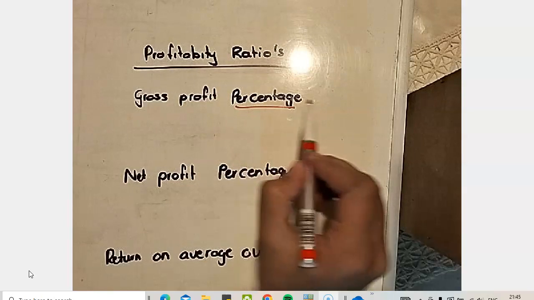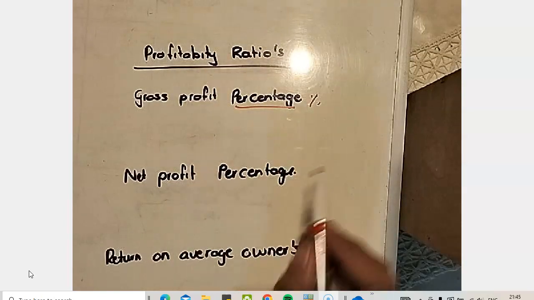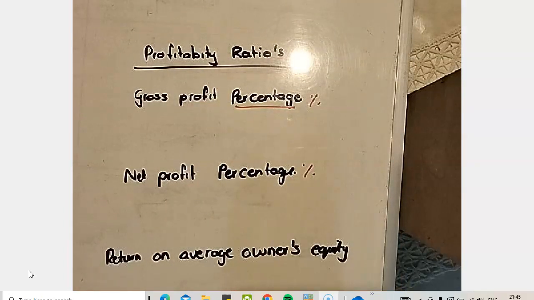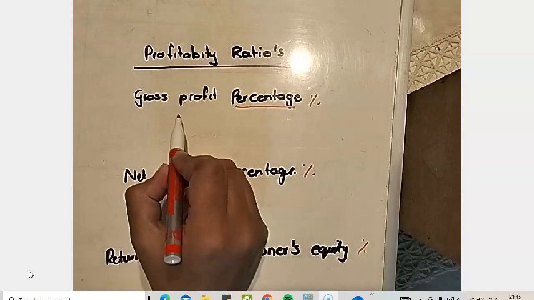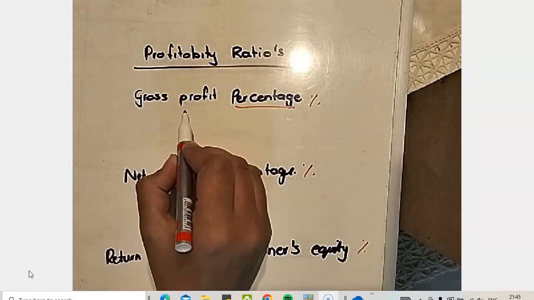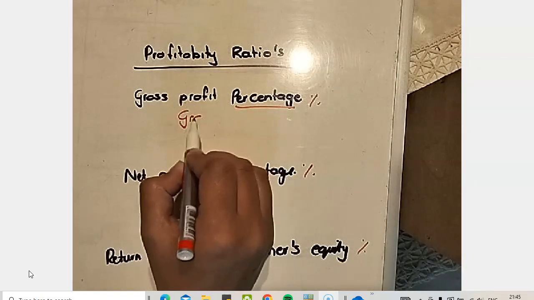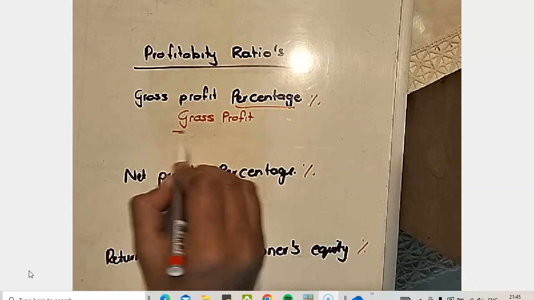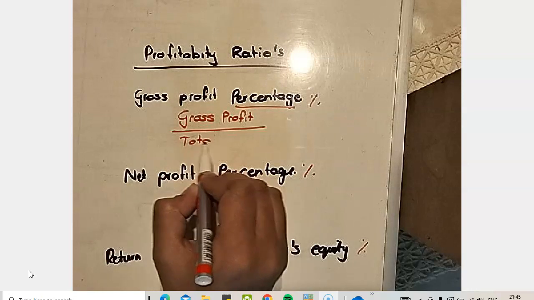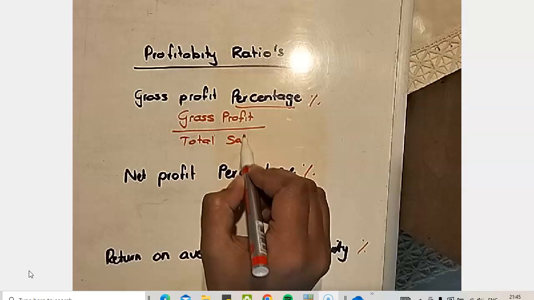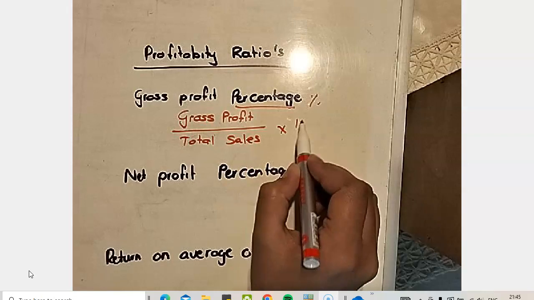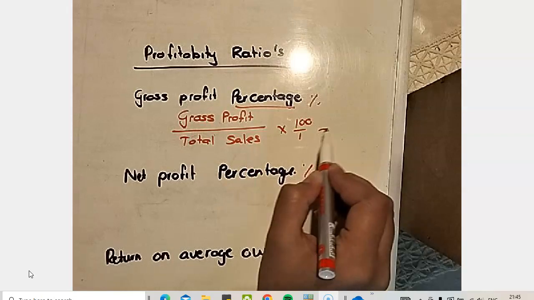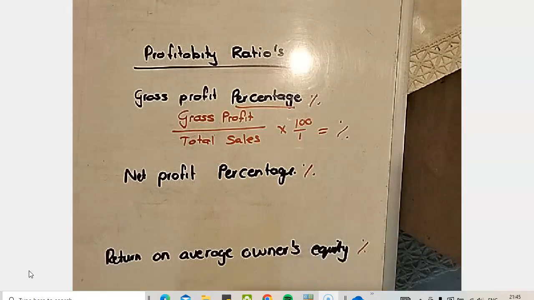So percentage, it means that it has to be a percentage. Net profit means it needs to be a percentage. And then the return of owner's equity also has to be a percentage. So now you have your gross profit. So your gross profit percentage will be your gross profit over your total sales times it by 100 over 1 to get your percentage.